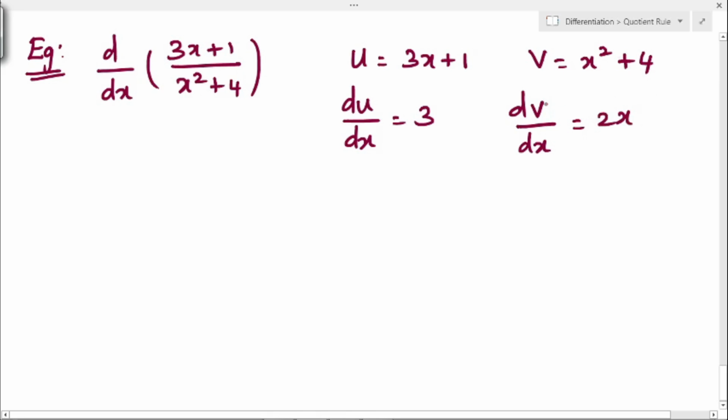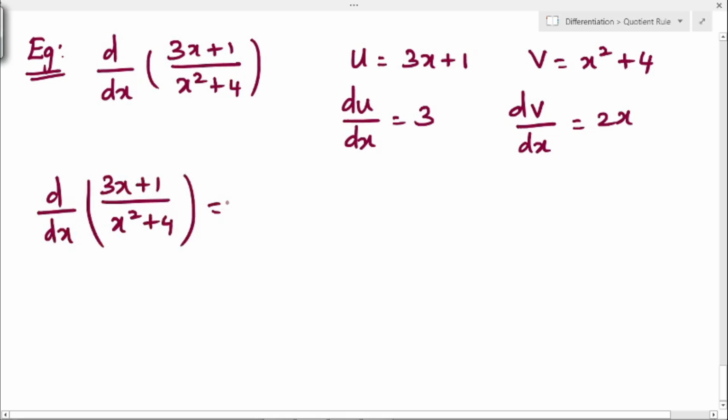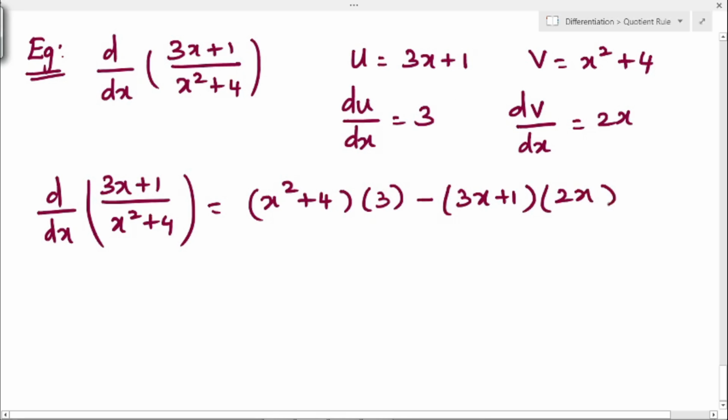Now substitute all the terms in the u by v formula, that is d by dx of (3x plus 1) divided by (x square plus 4). So the formula is first v. So the v term is x square plus 4 into du by dx, so du by dx value is 3, minus u, that is 3x plus 1, into dv by dx, that is 2x, whole divided by v square. So v square is (x square plus 4) the whole square.